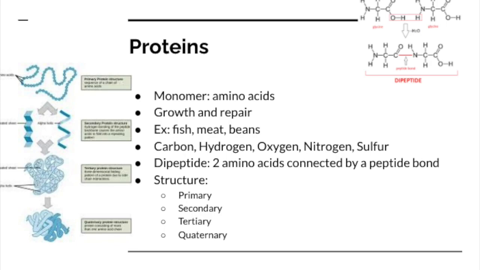Proteins. Proteins are polymers or polypeptides consisting of repeating units called amino acids, joined by peptide bonds. Amino acids consist of a carboxyl group, an amino group, and a variable R, all attached to a central carbon atom. The R group or variable differs with each amino acid.